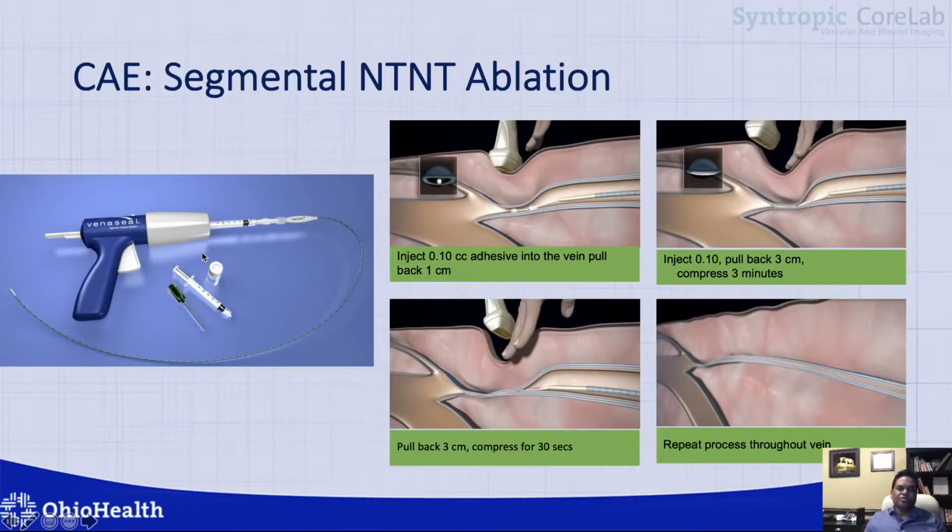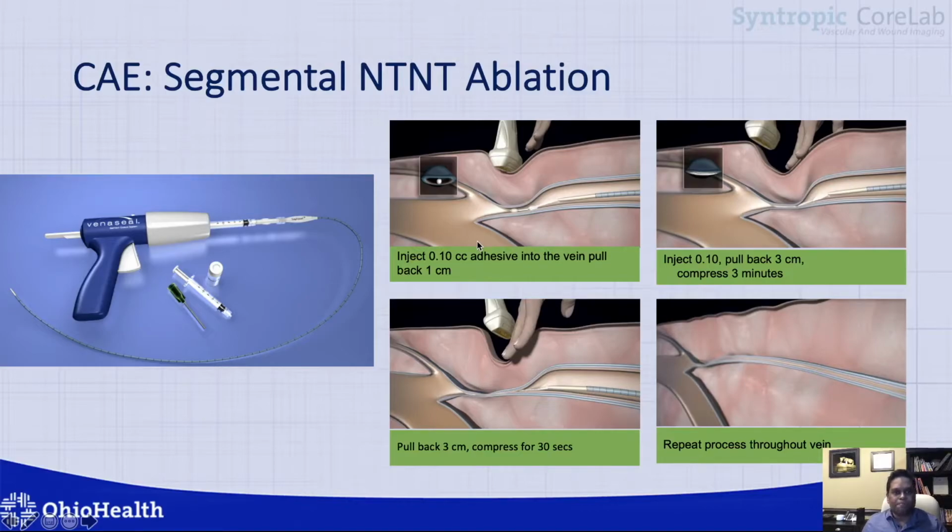The first non-thermal, non-tumescent ablation that we're going to discuss is the cyanoacrylate treatment, also called the VenaSeal treatment. This is now a Medtronic product. What it entails is injection of cyanoacrylate glue through the course of the great saphenous vein in small aliquots, and dragging back the catheter without any need for tumescence and collapsing the vein.